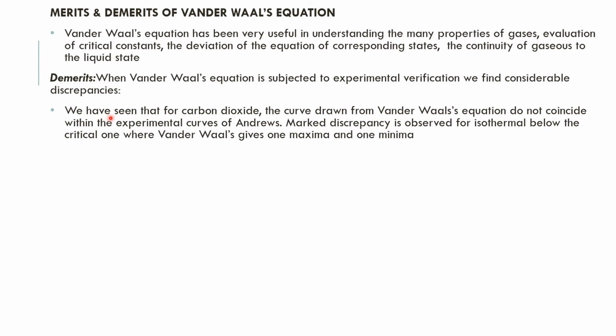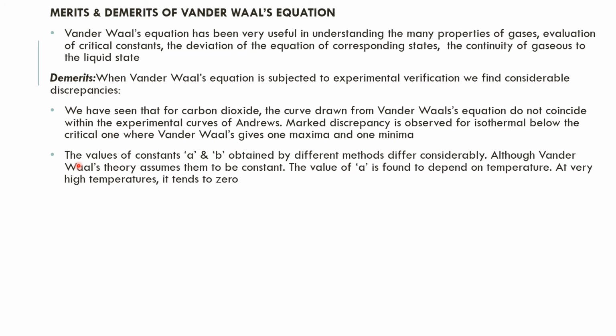We have seen that for carbon dioxide, the curves drawn from the van der Waals equation do not coincide with the experimental curves of Andrews. A marked discrepancy is observed for isotherms below the critical one, where the van der Waals curve gives one maxima and one minima. Then the values of the van der Waals constants a and b obtained by different methods differ considerably. Although van der Waals theory assumes them to be constant, the value of a is found to depend on temperature.